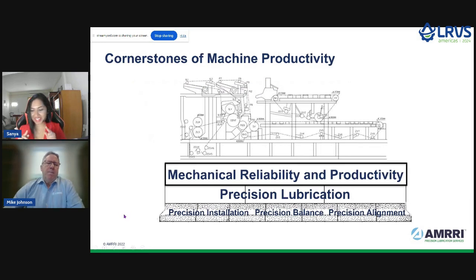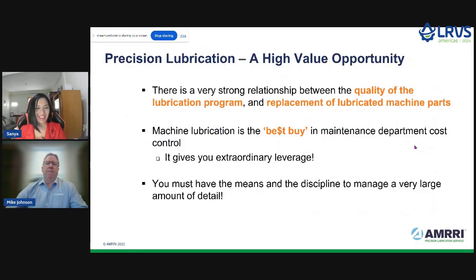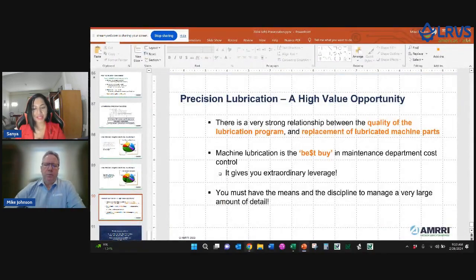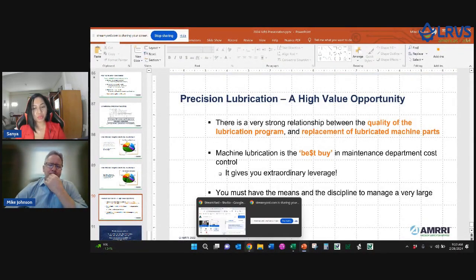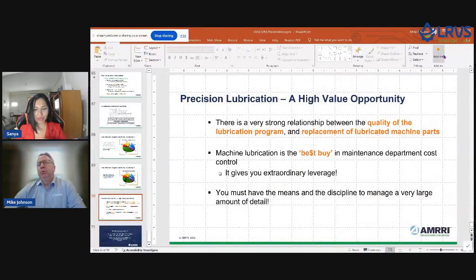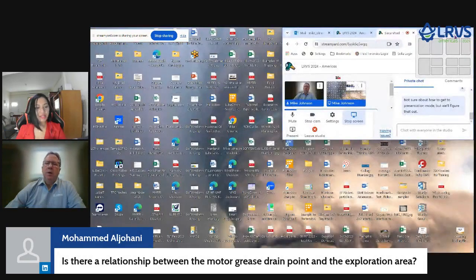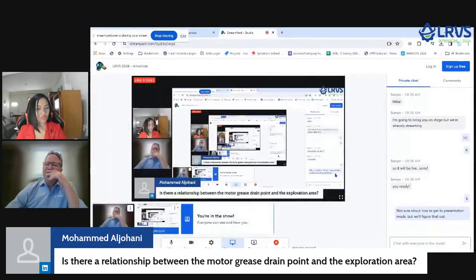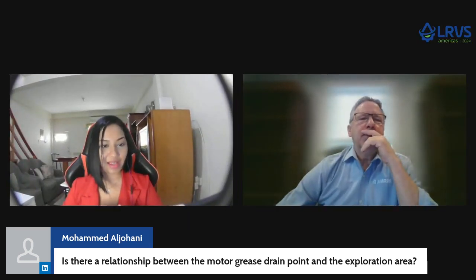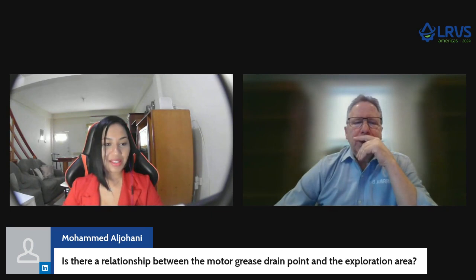So I'm just going to have to jump in a little bit because we're almost at the closing time. And I know we had just one question. Yep, go. So we had one person, Mohammed, asking if there was a relationship between the motor grease drain point and the exploration area. So I'm just going to bring that up on the screen here for you. Is there a relationship between motor grease drain point and the exploration area? Because we were talking about the exploration area in terms of determining where we could get that perfect grease point, and trying to figure that part out. So can you help us with that?